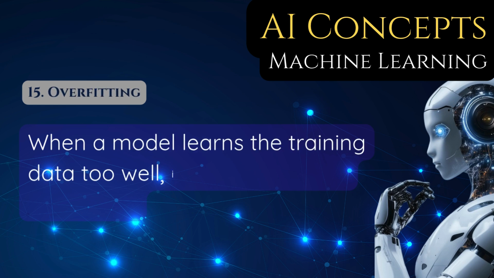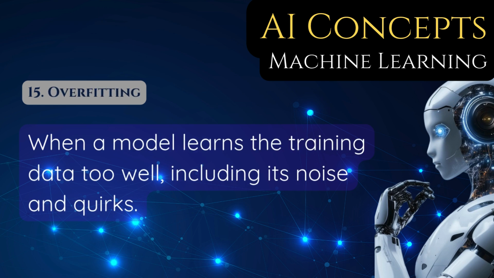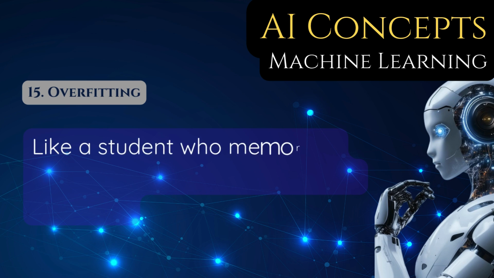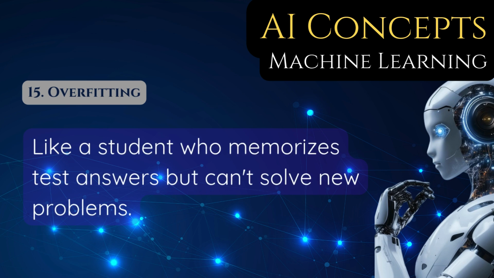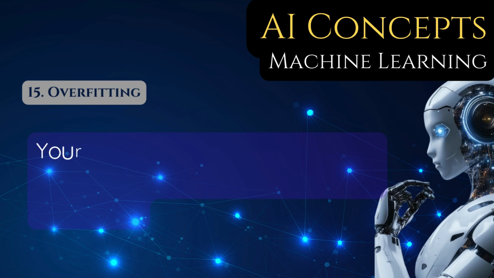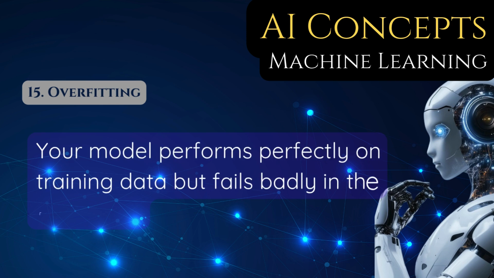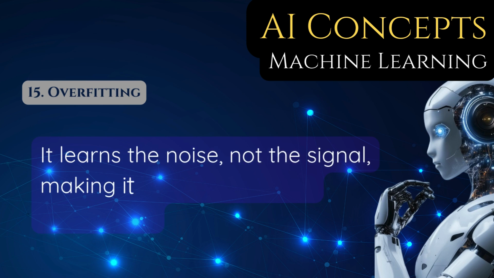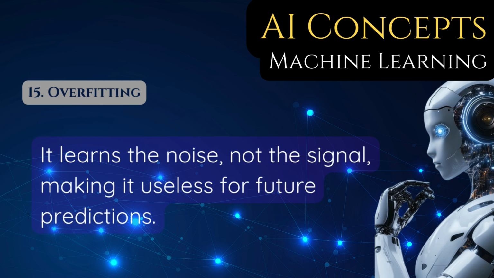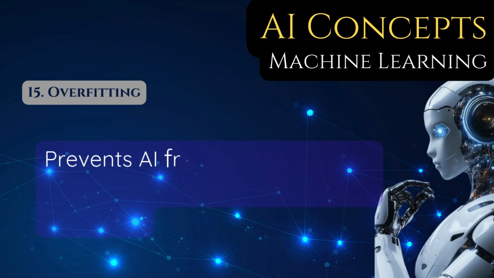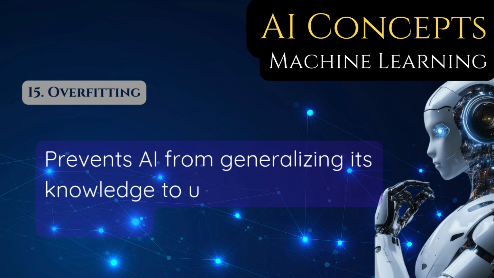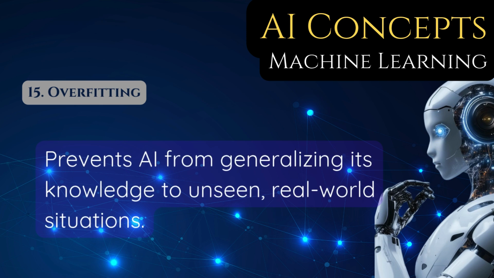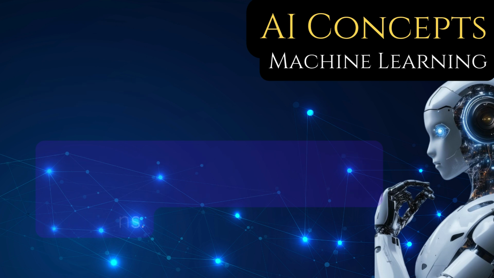15. Overfitting: when a model learns the training data too well, including its noise and quirks. Like a student who memorizes test answers but can't solve new problems. Your model performs perfectly on training data but fails badly in the real world. It learns the noise, not the signal, making it useless for future predictions. Prevents AI from generalizing its knowledge to unseen, real-world situations.